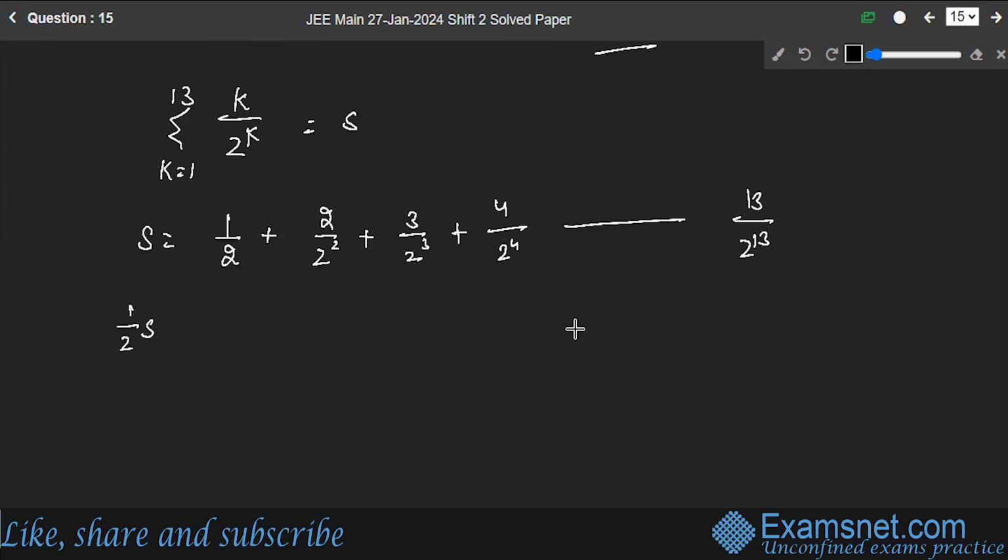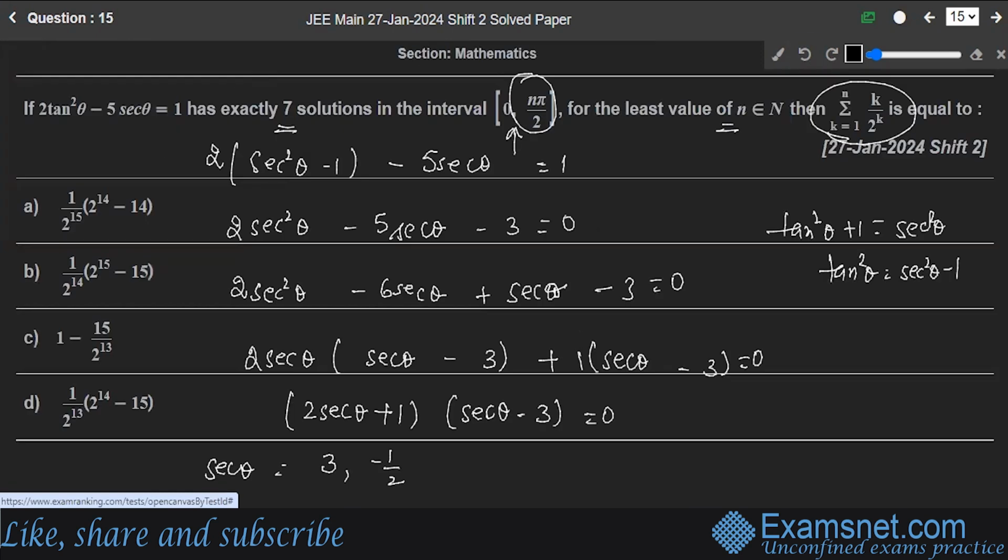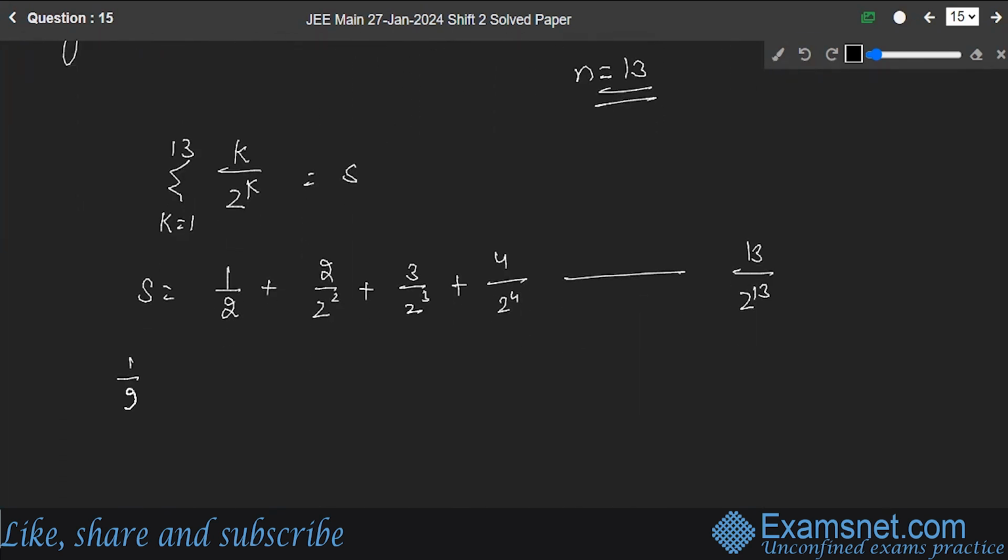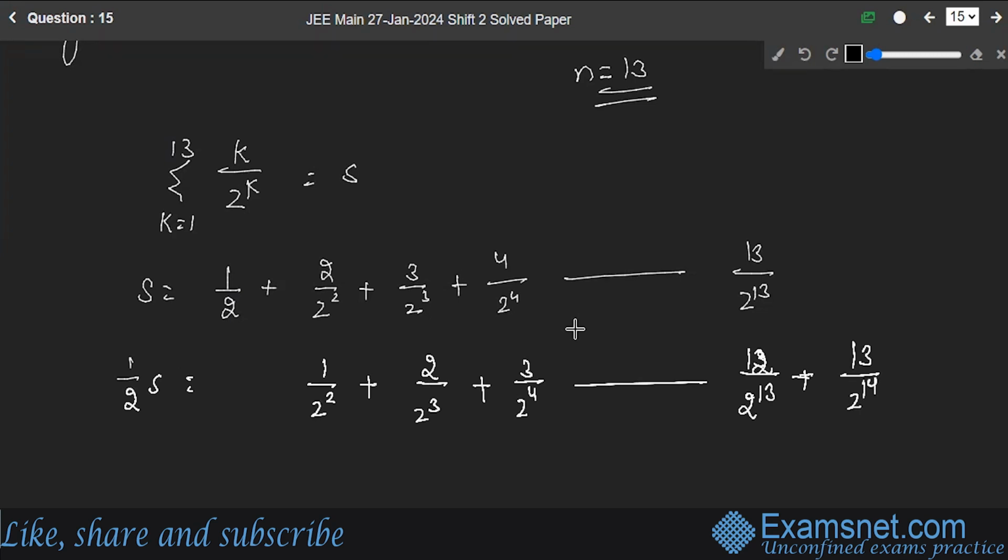Let's multiply both sides by half. So this will be s by 2 is equal to 1 by 2 square. Multiplying both sides by half, I'll write it below this. There's a reason for that. Plus 2 upon 2 cube, 3 upon 2 power 4, and so on. Here you will have 12 upon 2 power 13 plus 13 upon 2 power 14. I have multiplied both sides by 1 by 2.